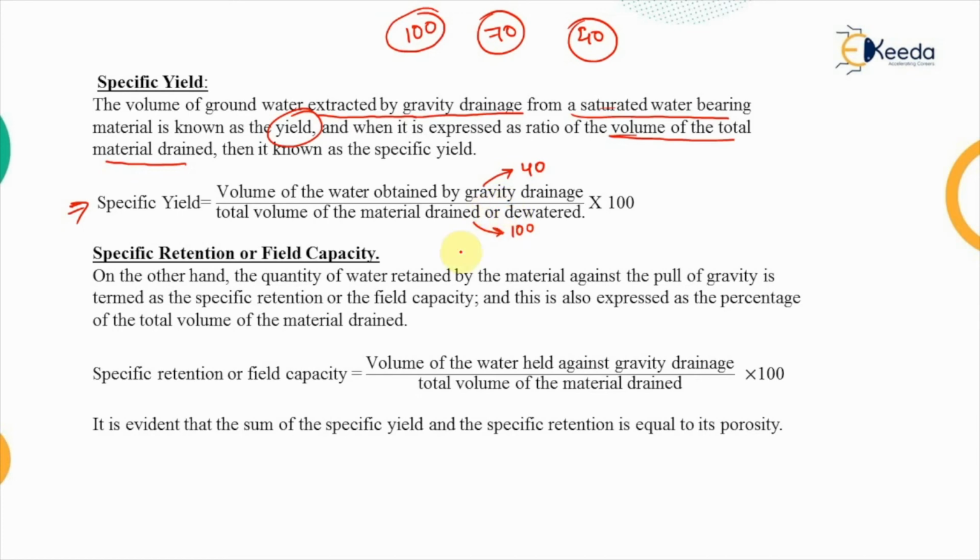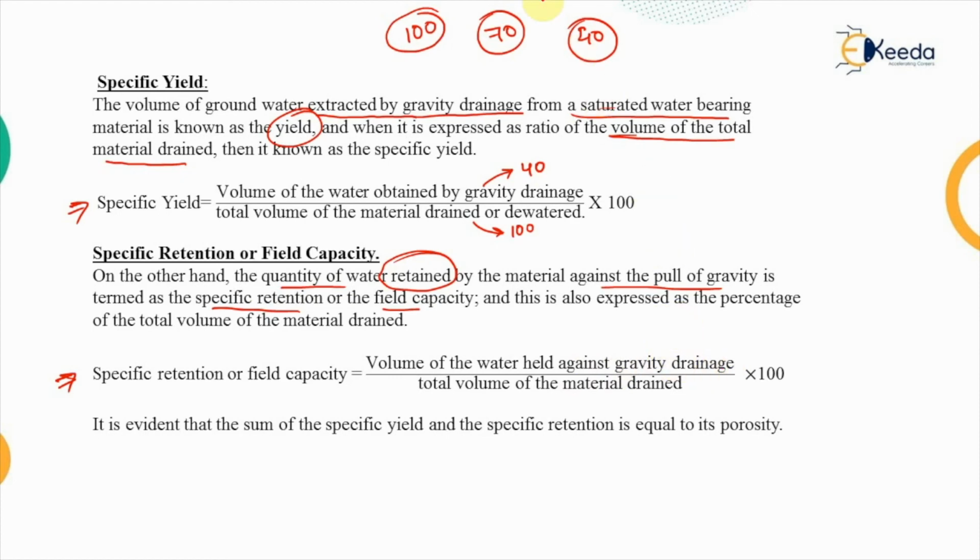The second term is known as the specific retention or the field capacity. The name itself suggests what it means. The quantity of water which is retained against the pull of gravity is known as the specific retention or field capacity. It is also expressed as a percentage of the total volume of the material which is drained. So this specific retention or field capacity is the volume of water which is held against the gravity drainage.